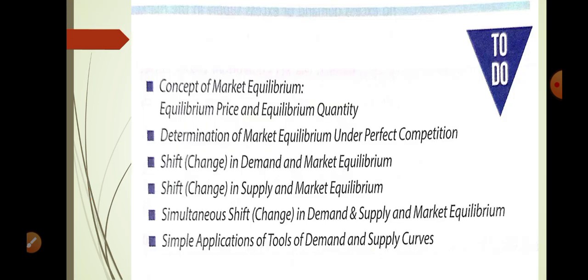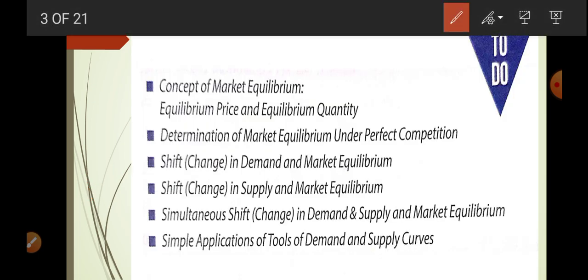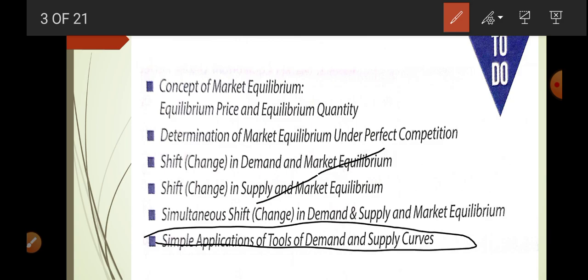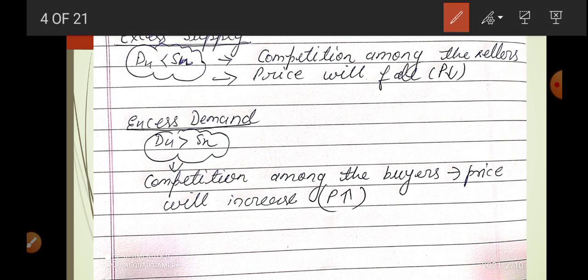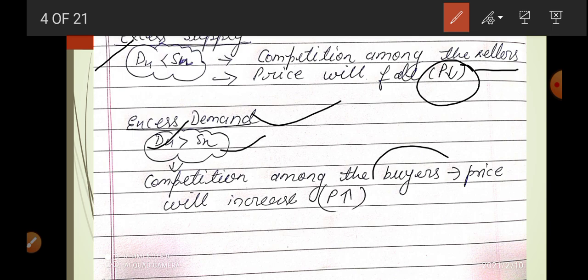In today's video we are going to discuss shift in demand and shift in supply and simple application of tools of demand and supply curve. Before starting the chapter, keep in your mind that when there is a condition of excess supply in the market, there will be competition among the sellers and price is going to be low. If there is excess demand, that is demand is more than supply, the competition will be among the buyers and price is going to be high.